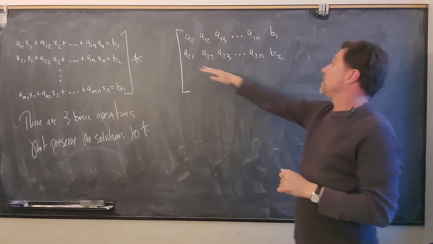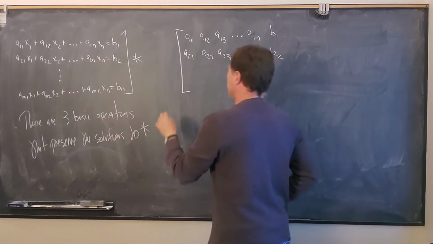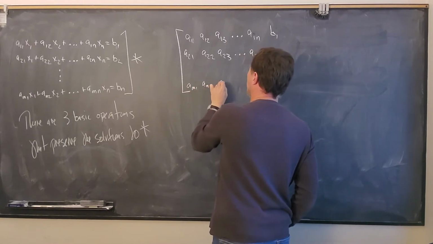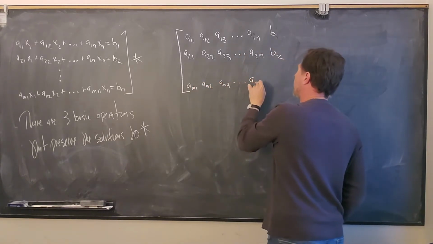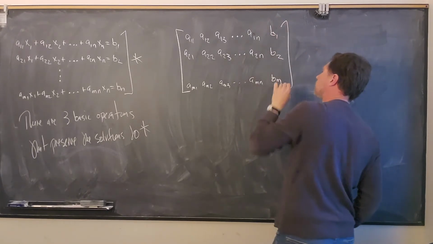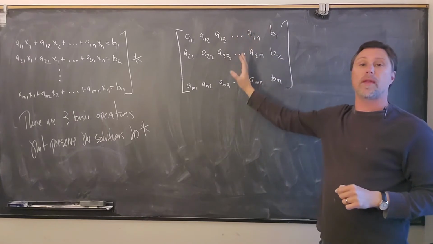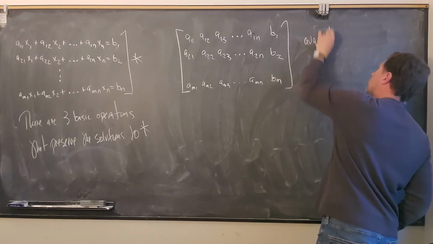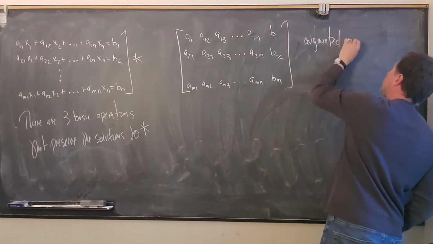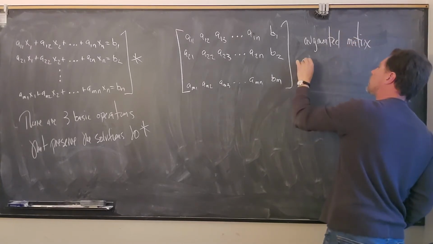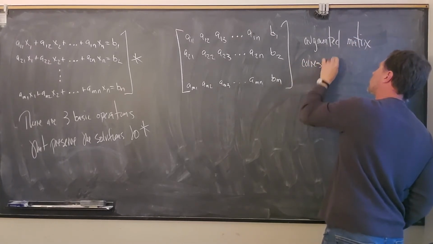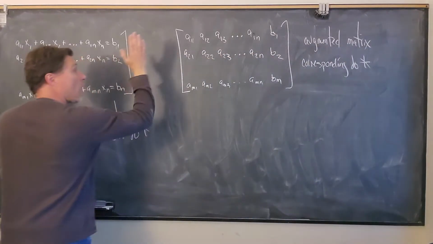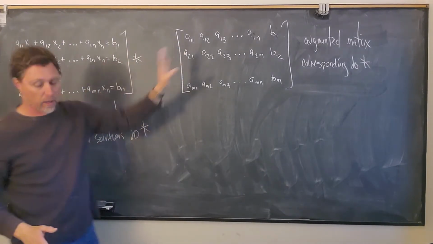This next row right here corresponds to the second equation, and then we go all the way down to the bottom: am1, am2, am3, dot, dot, dot, amn, b sub m. This right here is called the augmented matrix corresponding to star. It carries all the same information about the linear system. All that we care about are the coefficients, so that's the point.